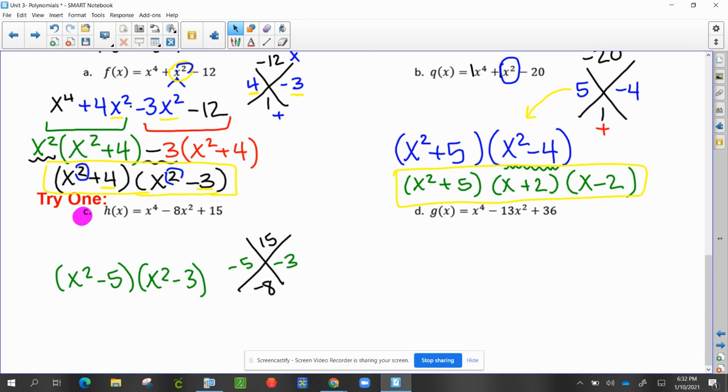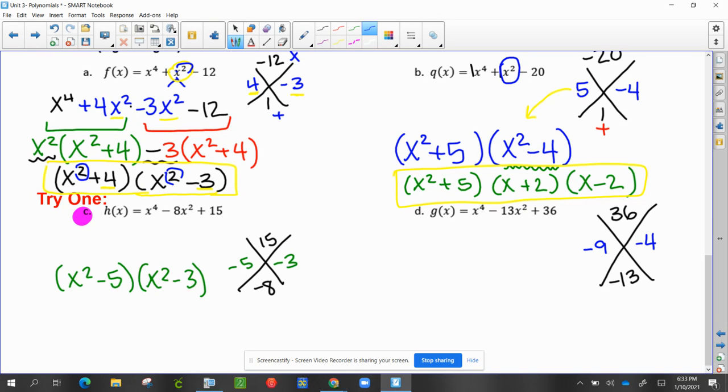Okay, I'm just going to go through D really quickly. We'll just look at one last one. So I need factors of 36 that would add to a negative 13. So factors of 36, we could use, I think 9 and 4 will work for this one, with both of them being negative, because negative times negative gives me positive. Negative plus negative is negative 13.